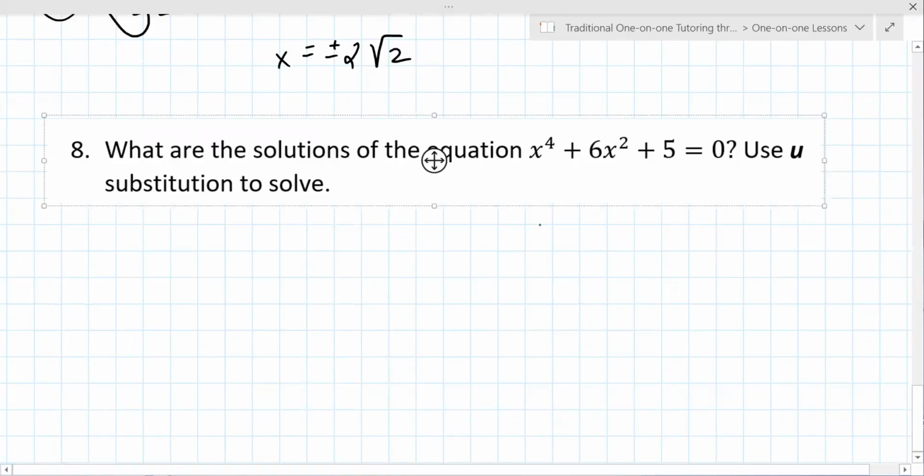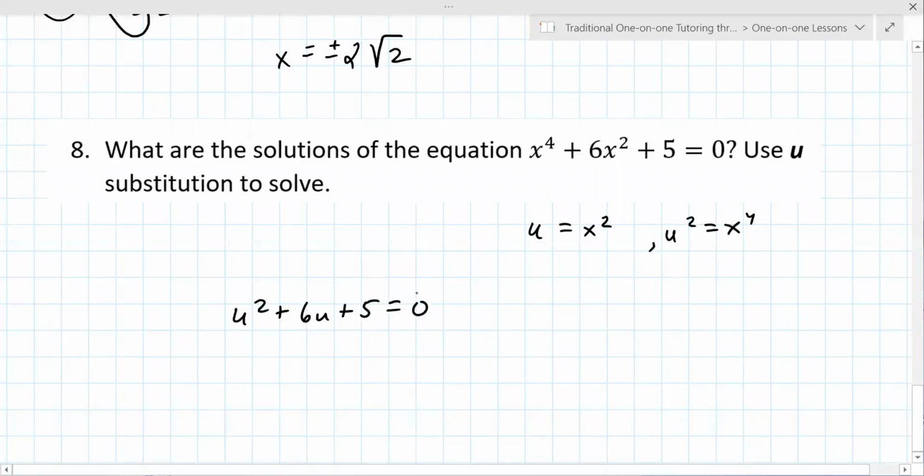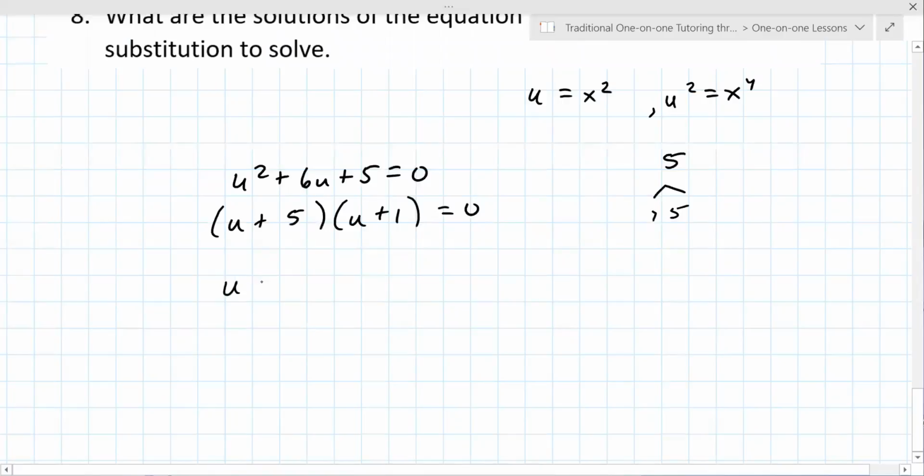So your u is x squared, u squared is x to the 4th. This is another way that I present it, kind of a little more horizontally. So that gives you u squared plus 6u plus 5 equals 0. Then you're trying to find two numbers that multiply to 5 but add up to 6: 1 and 5. So you get u plus 5, u plus 1. The order doesn't matter on this one. So u plus 5 equals 0, u plus 1 equals 0, u equals -5, u equals -1.